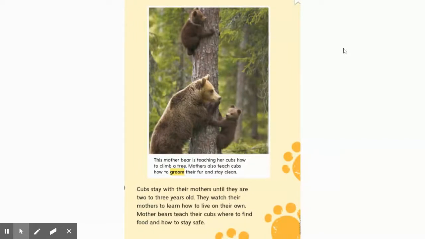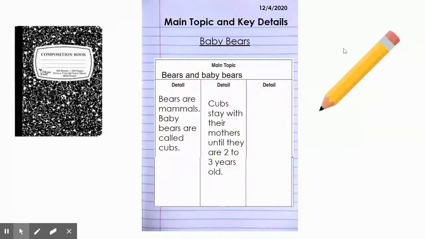So second graders, it's time for me to stop and think. I have just read 2 pages all about bear families, mom bears and their cubs. I'm going to choose the fact that I learned that cubs stay with their mothers until they are 2 to 3 years old. This fact or piece of information gives me information about not only baby bears, but also adult bears. That the cubs have to stay with their adult or their parent for 2 to 3 years as they are growing up. So I'm including this as my second key detail.